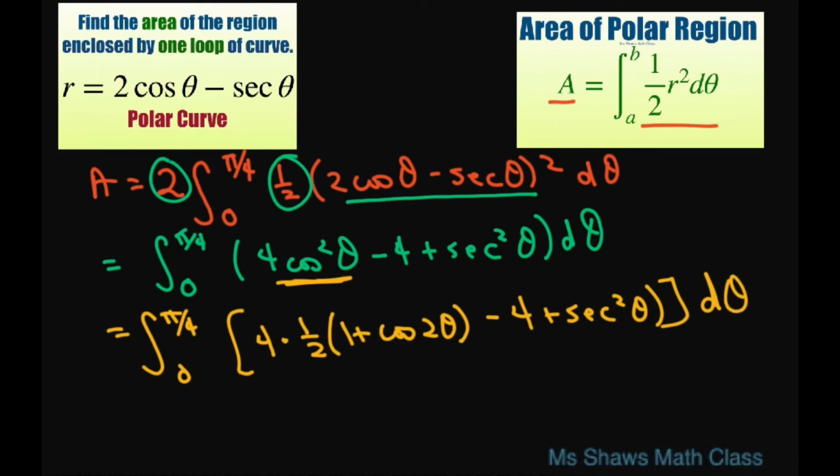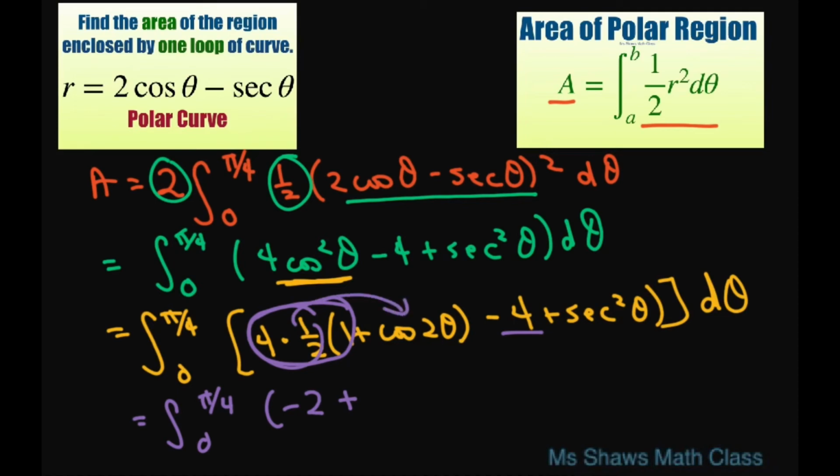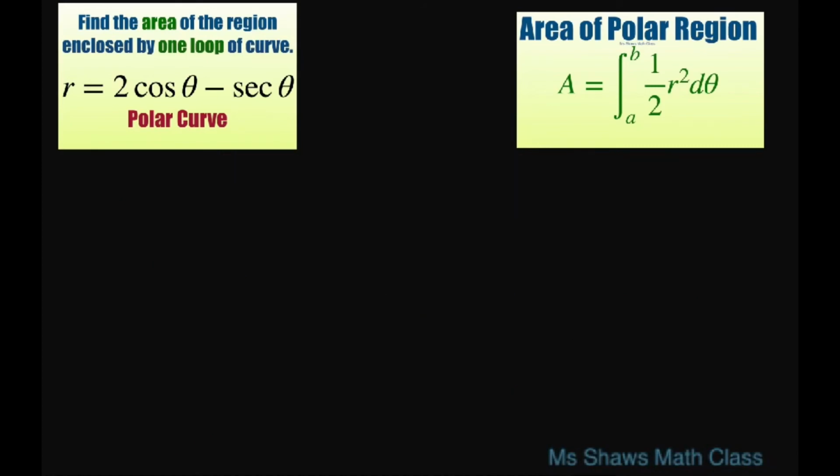All right, now that you have that, let's simplify what we have. We have the integral from 0 to pi divided by 4. When you multiply these, this is going to be 2 minus 4, so that's going to give you negative 2, plus, when you multiply 2 times cosine of 2 theta, you're going to get 2 cosine of 2 theta. Then just copy down your secant squared of theta d theta. Now at this point we can integrate, so let's do that and find our area.